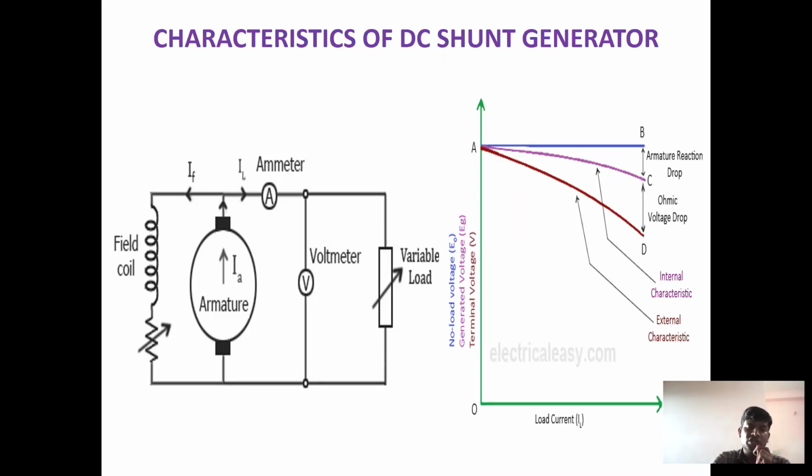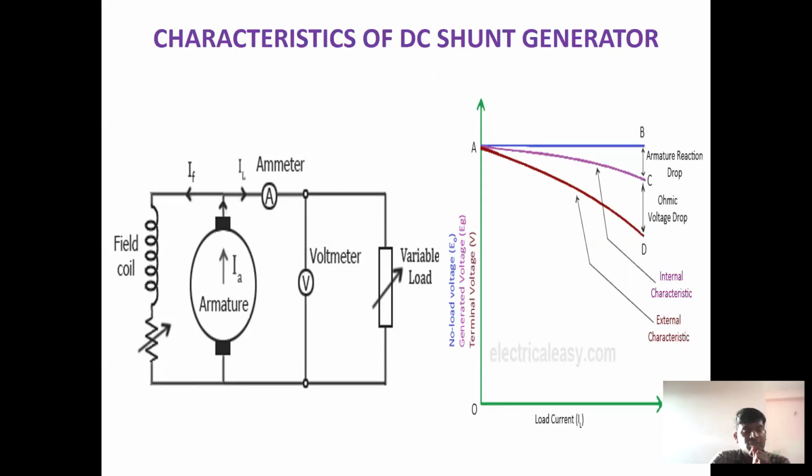So here there is some initial voltage, which is obtained by the residual magnetism property. That voltage is plotted in the OCC characteristics as we saw previously. It is the same here. So let us see the internal and external characteristics of the DC shunt generator.